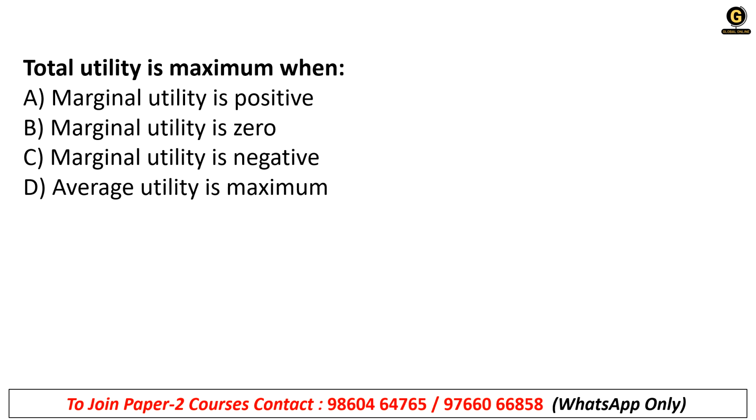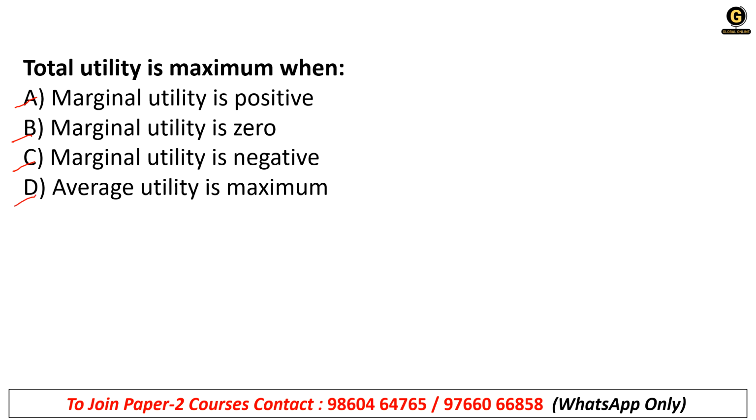So this is the first question on your screen. You can also give your answer, your options A, B, C, D, whatever it is, in the comment box, okay? And just check whether your answer is right or wrong. So the question is, total utility is maximum when: A, marginal utility is positive; B, marginal utility is 0; C, marginal utility is negative; and D, average utility is maximum.